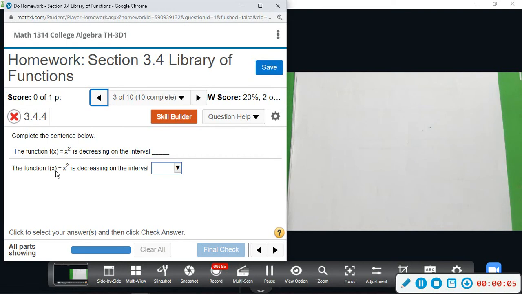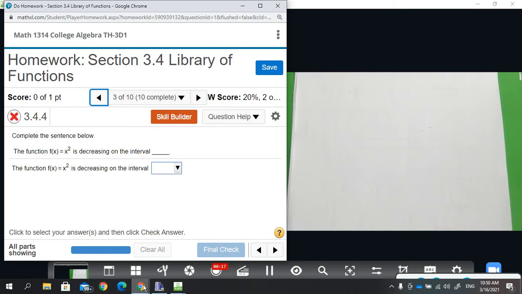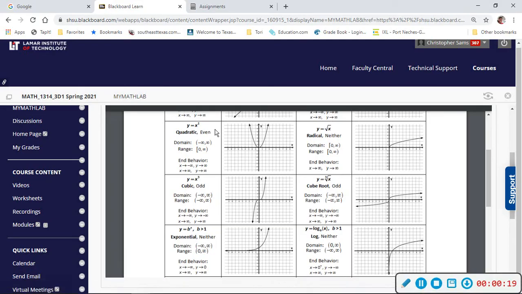Alright, number 3, we want to complete the sentence. The function f of x equals x squared is decreasing on the interval. Okay, so you need to be familiar with what x squared looks like. So when you go back to our parent functions, here's x squared. We got a parabola, U-shape. So we want to know where it's decreasing.